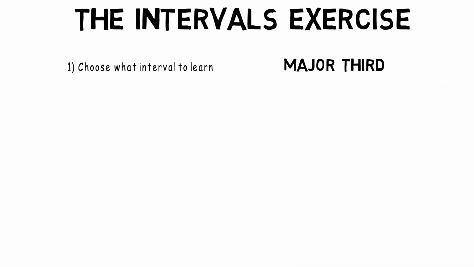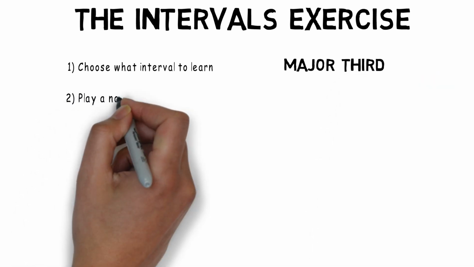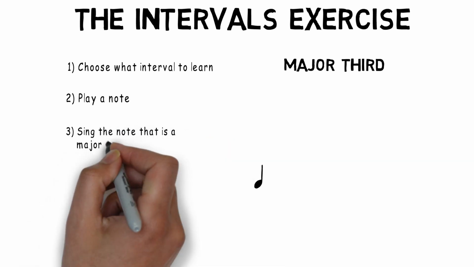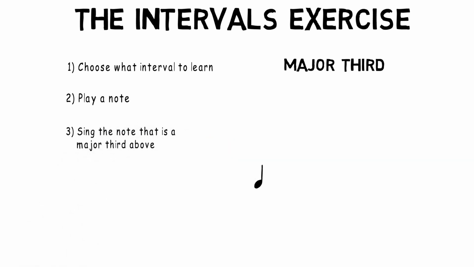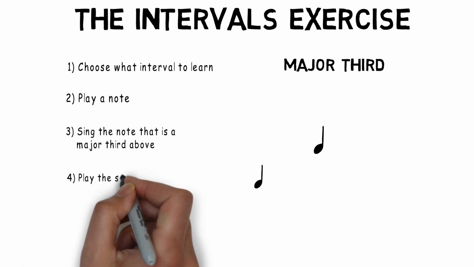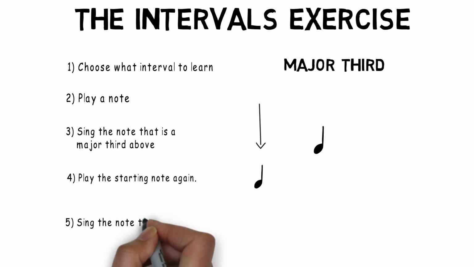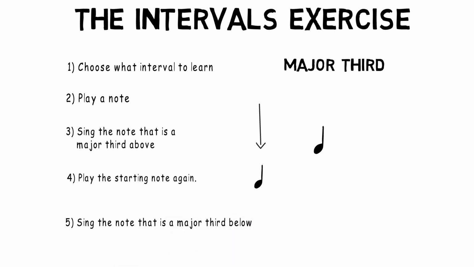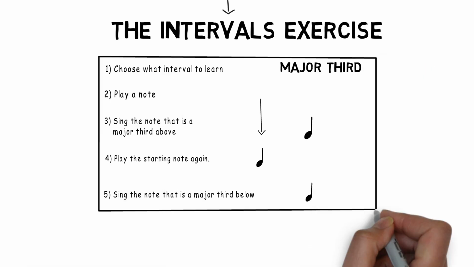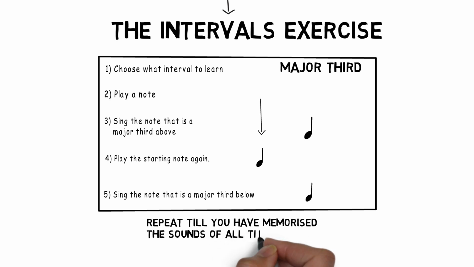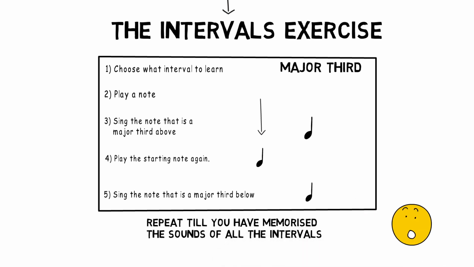For example, we choose the major third interval. Next, we play a casual note, and then we should sing the note that is a major third above. La. After that, we'll play the first note again. This time we should sing the note that is a major third below. La. Finally, we'll choose another starting note and repeat the exercise till we have memorized the sounds of all the intervals, or until we realize that it is an almost useless exercise.